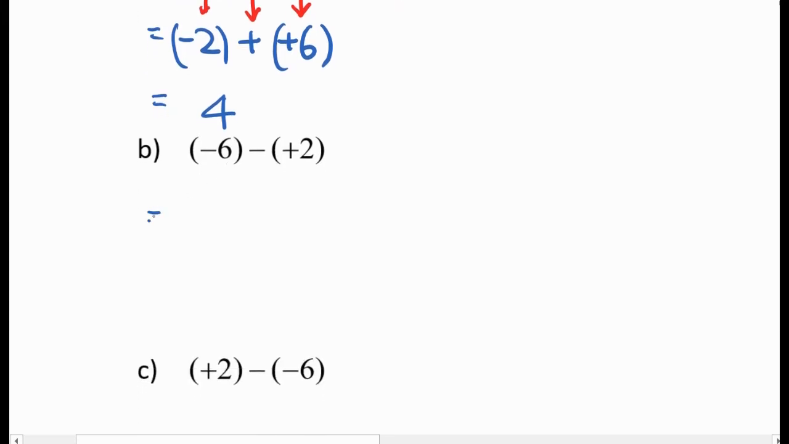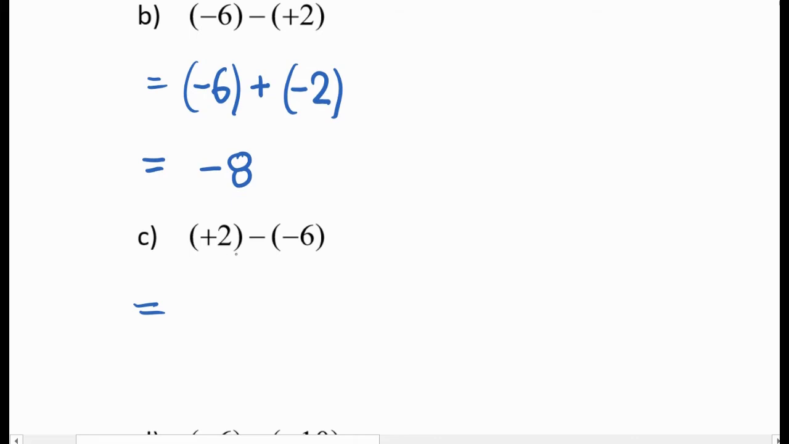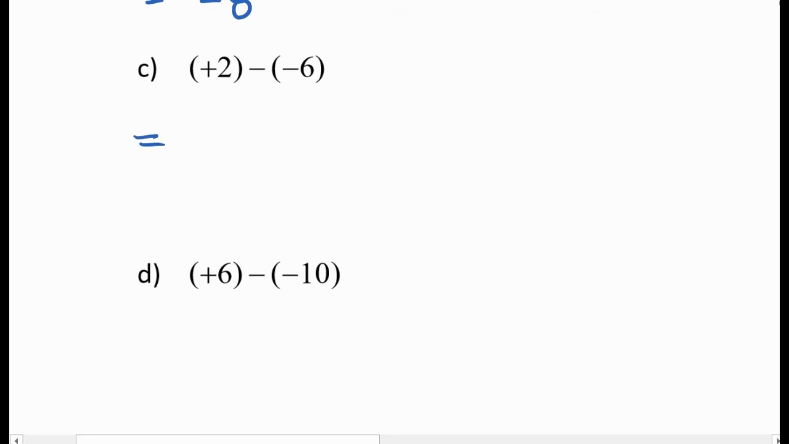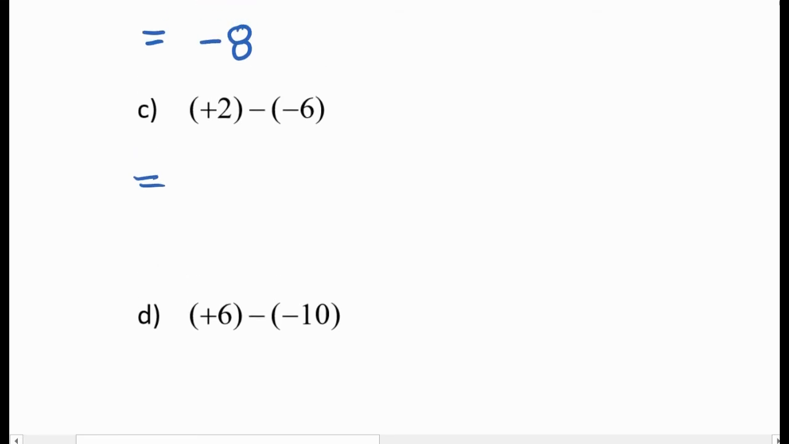Let's do the same thing. Keep the first number, change the middle, change the second number. So you have negative 6 plus negative 2. How many integer chips do you have in total? Negative 8. Okay, keep, change. I want you to pause the video and try C and D using the keep, change method. Go ahead, everyone.